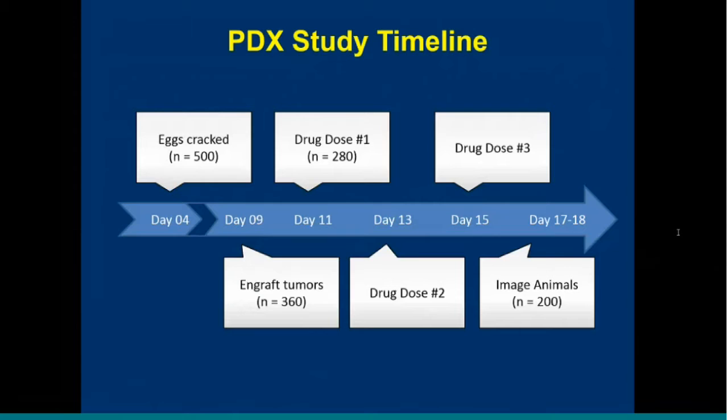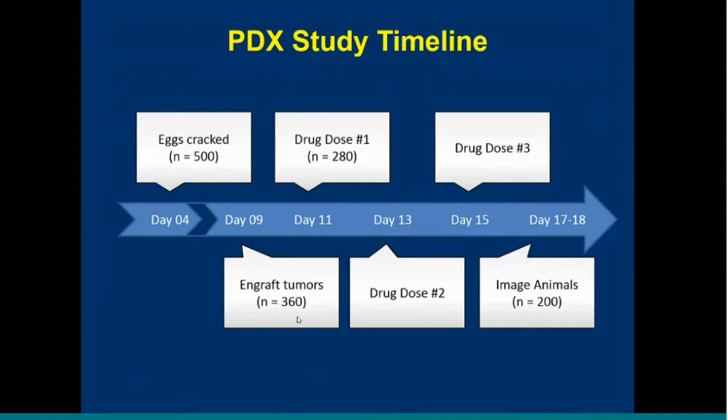the prime point when we'll have the highest efficiency of engraftment. We've tested a number of time points along this timeline, and really day nine seems to be the best point to do this. And so we engraft the tumors. We typically do about 9 biopsies per patient and 40 fragments from each biopsy, so that is 360 animals that we engraft at this time point.